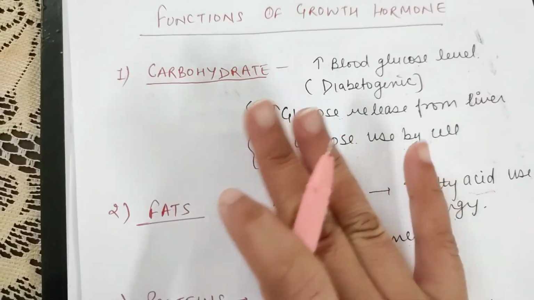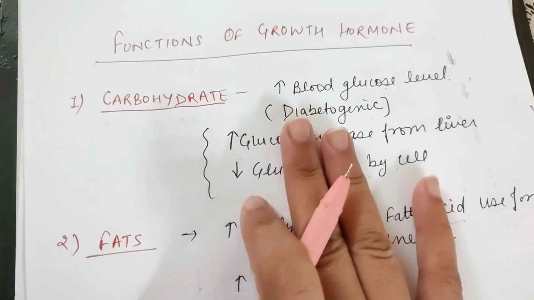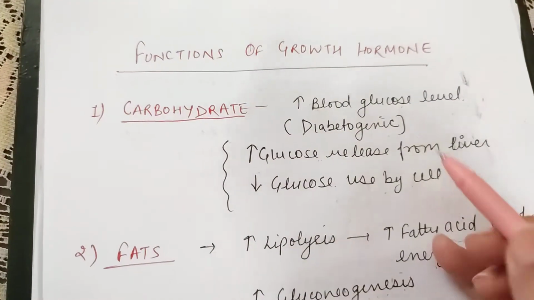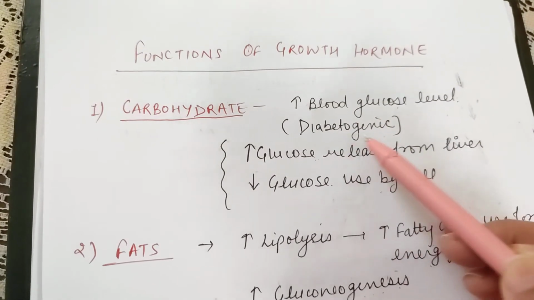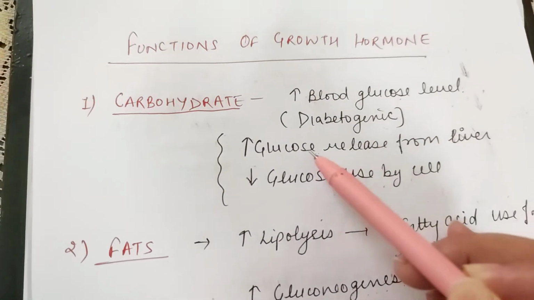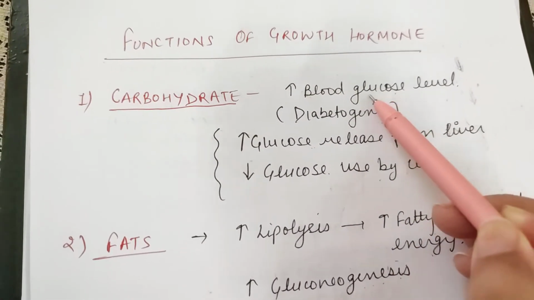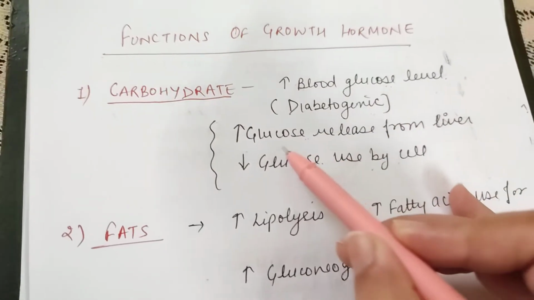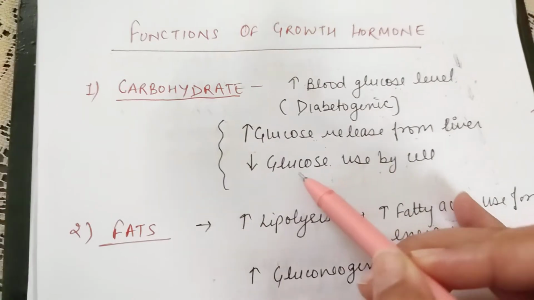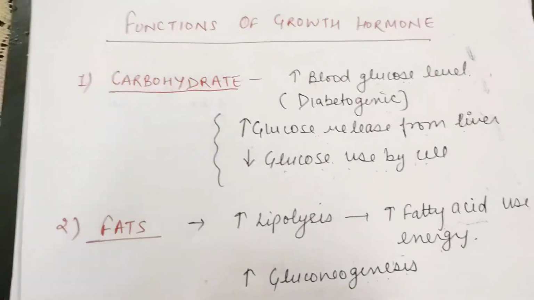We know that whenever there is a decrease in glucose concentration, it increases the blood glucose level. So for carbohydrate, it increases the blood glucose level, so it is called diabetogenic. How does it increase the blood glucose level? Either glucose use will be reduced or glucose release will be more. So there is an increase in glucose release from the liver and a decrease in glucose use by cells. So that's all about carbohydrate.